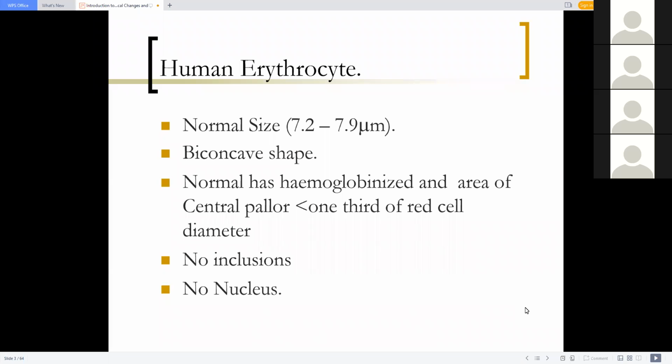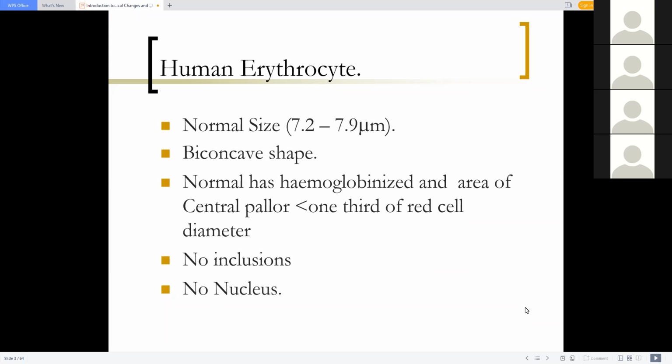Okay, so this is just a revision of the human erythrocyte or red cell, right? This I presume you already know, introduced by my colleagues in the previous lectures. You know that the normal size of the red cell is just about 7.9 micrometers in diameter. It has a biconcave shape on a two-dimensional view, but we know that it's a complex cell, and it extrudes its nucleus so that it can optimize its function of oxygen transport.